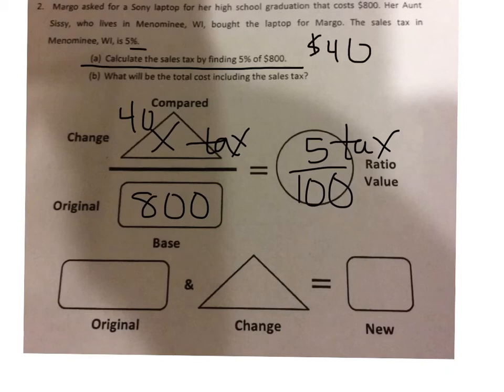Part B says what's the total cost, including the tax. Well, if I fill this bottom in, that tells me the laptop was $800, the tax was $40, the total price is going to be $840.